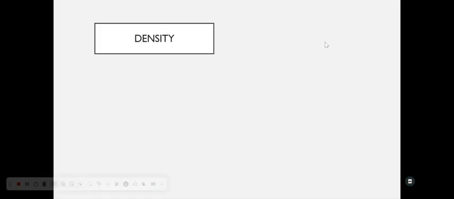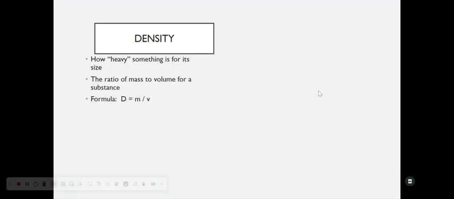Let's talk briefly about density. Density is how heavy something is for its size. It's the ratio of mass to volume, or mass over volume. So as an equation, D equals M over V.